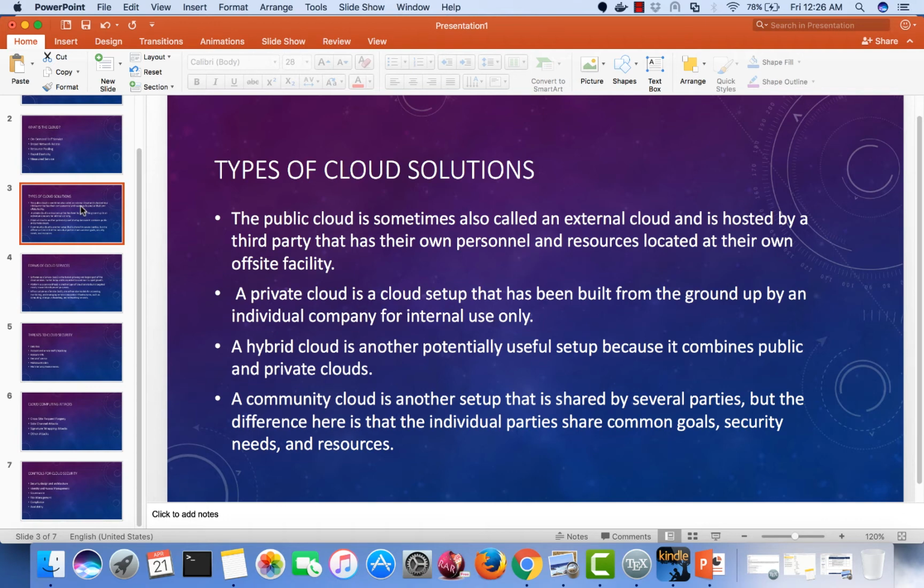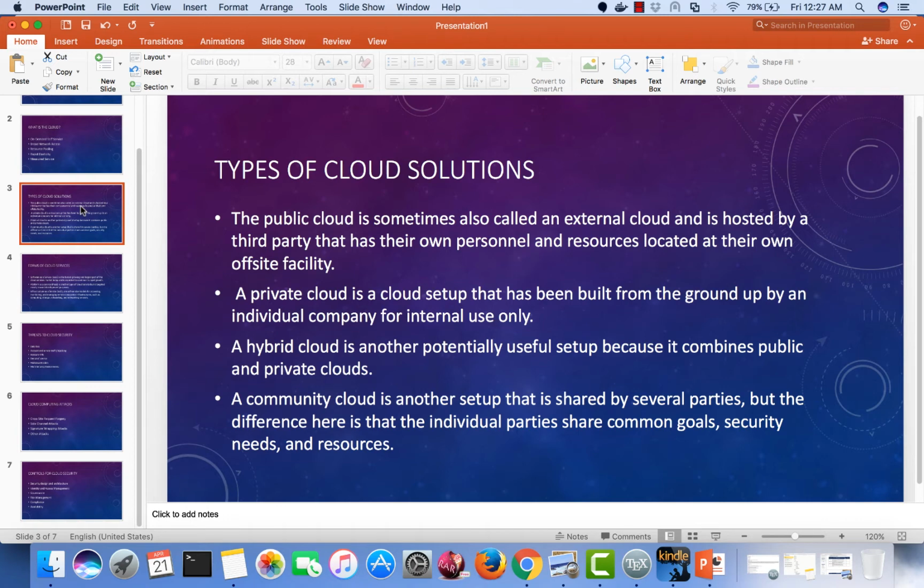So you can see there in the slides, the public cloud. It's also called the external cloud, and it's hosted by a third party. It has their own personnel and resources located at their office, their own off-site facility, and customers can add or remove space and services on demand, and only pay for the services that they use and how much of them they actually need. So that's the good thing about the public cloud.